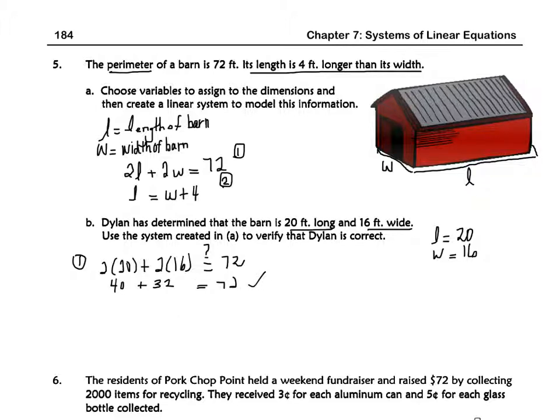That is correct. Then we check it in the second equation. Is the length equal to the width plus 4? So we check, is 20 equal to 16 plus 4? And it is. So that means that the dimensions that Dylan gave were correct.